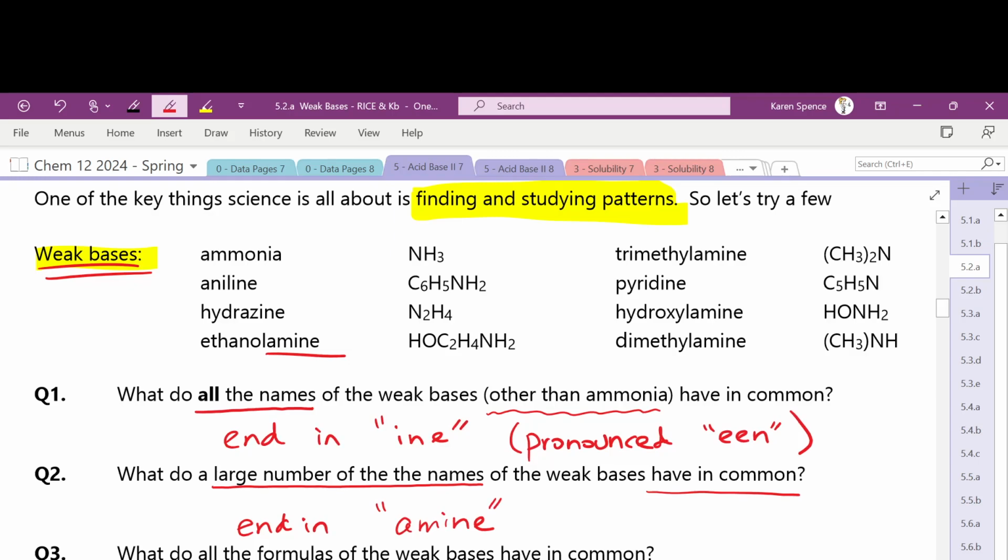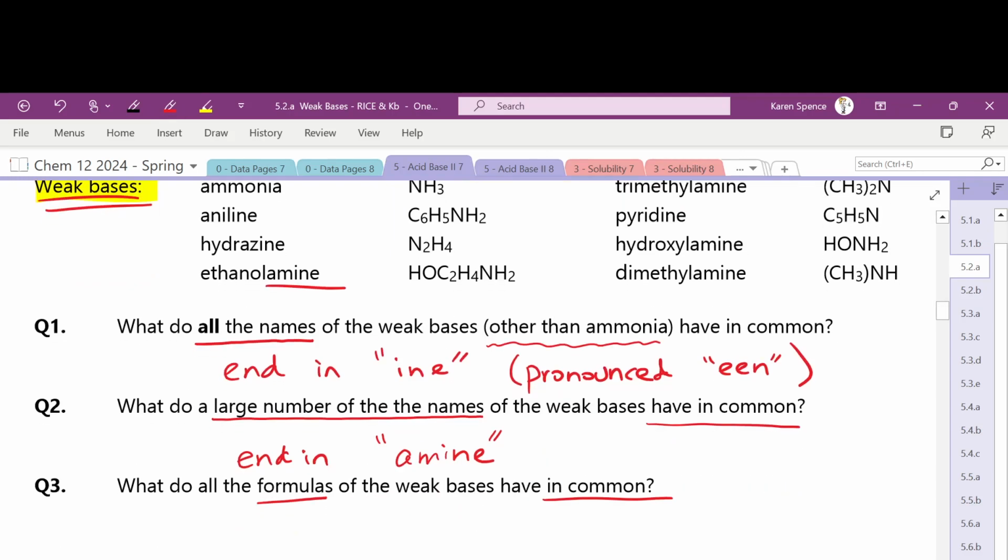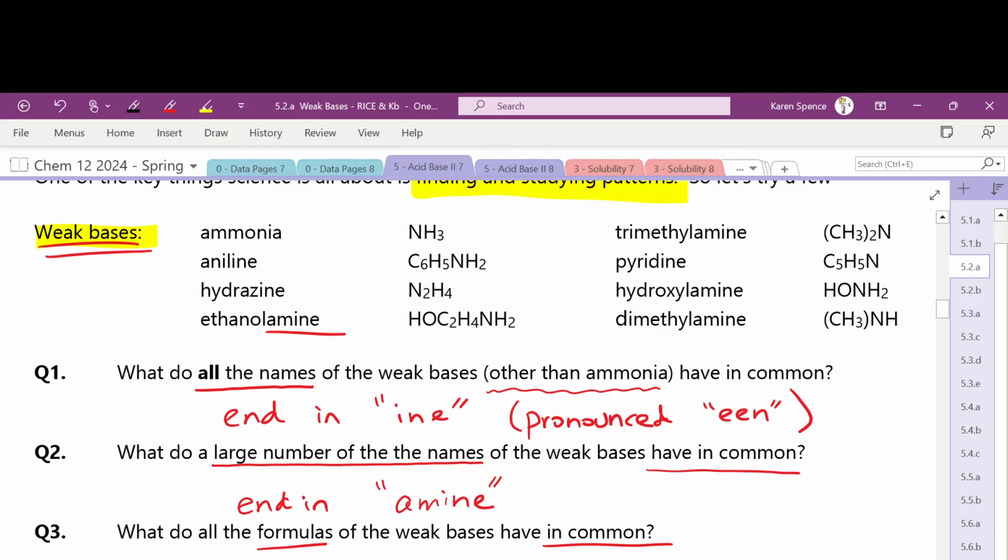What do all the formulas of the weak bases have in common? NH or N. Okay, so we have NH something. I'm going to put NHX, where X can be equal to 0 or 1 or 2. And I'll prove to you that hydrazine is actually just NH2. So it really is NH2.